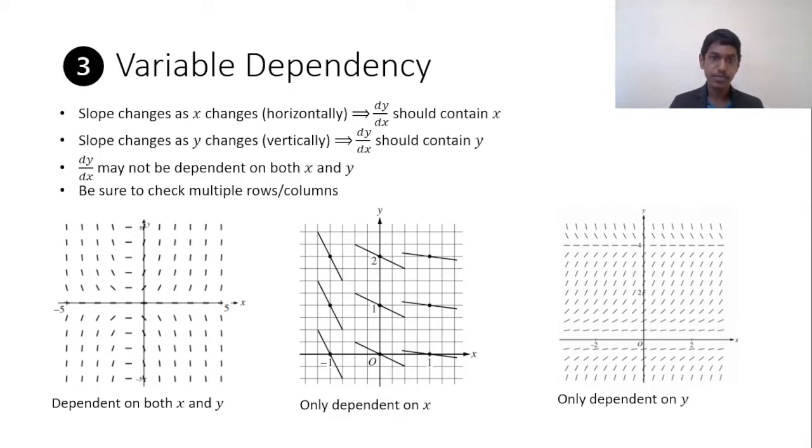changing. And then we've got some other examples to the right here. This middle one is only dependent on x, because if you're looking horizontally, the slope is changing, but vertically it's not changing at all. Likewise, the other one is only dependent on y. So if you know that a certain slope field is only dependent on x or y or both, you can safely eliminate answer choices that don't match the variable dependency that the slope field should have.